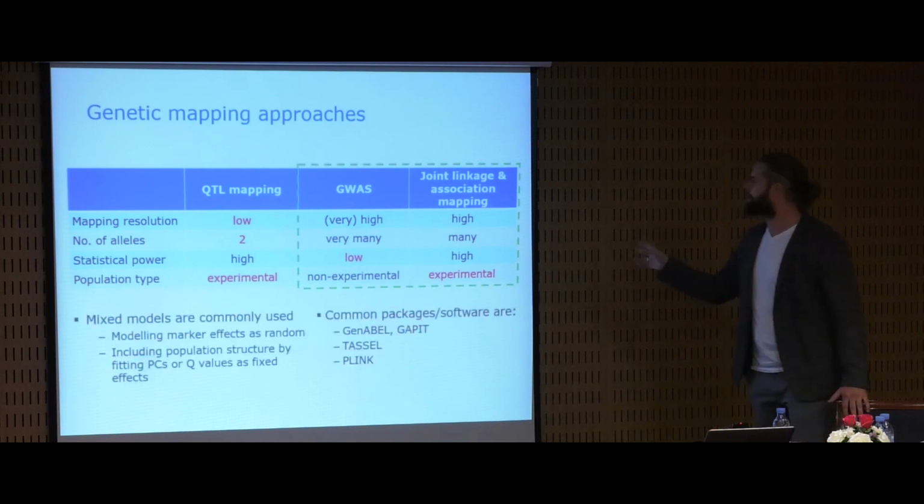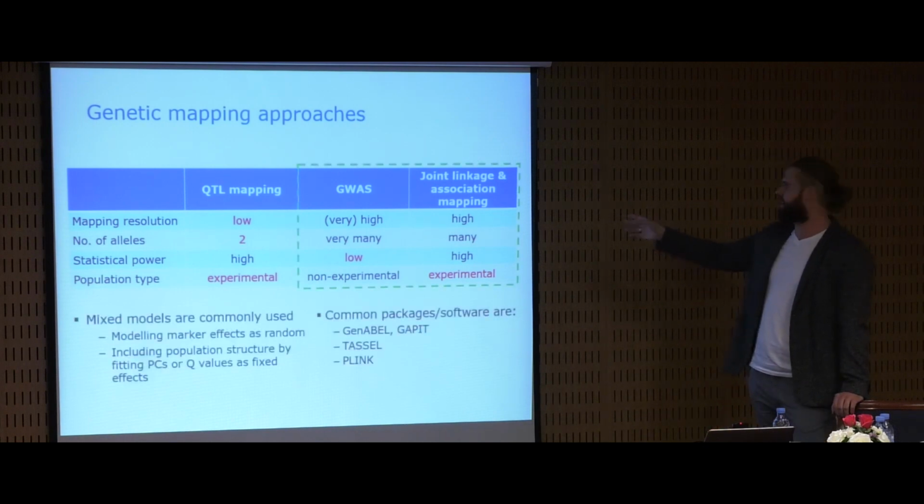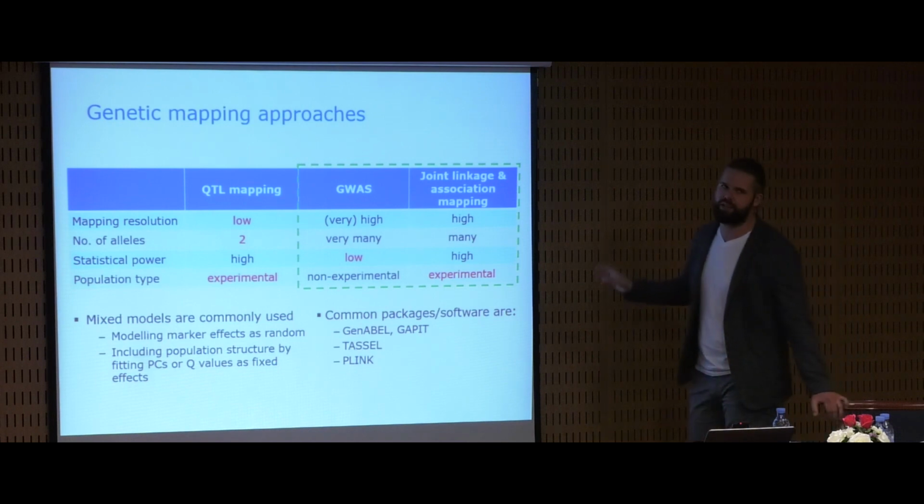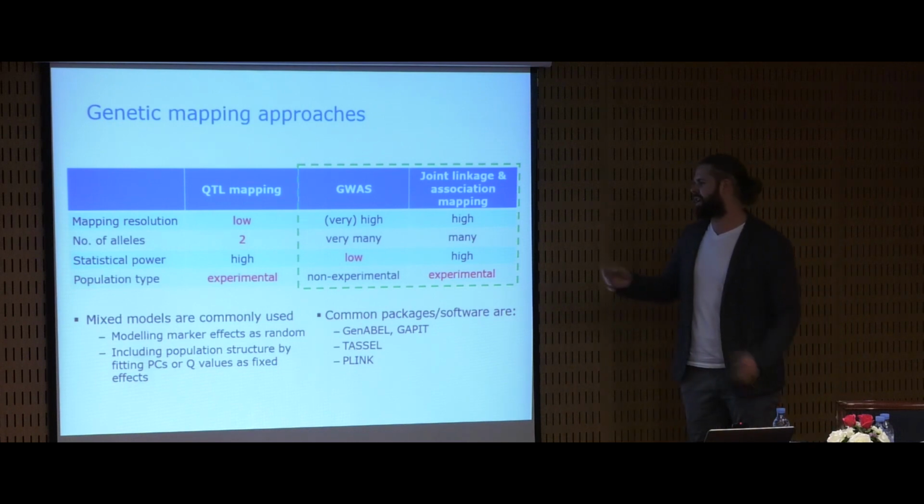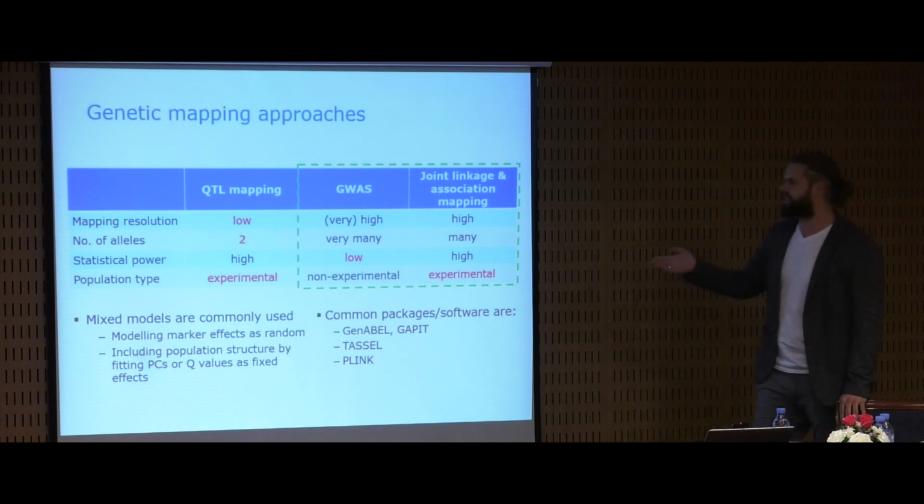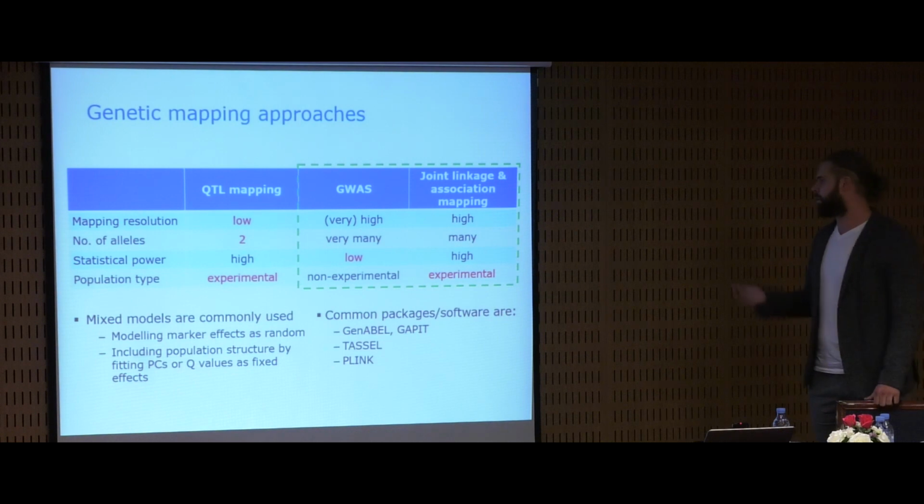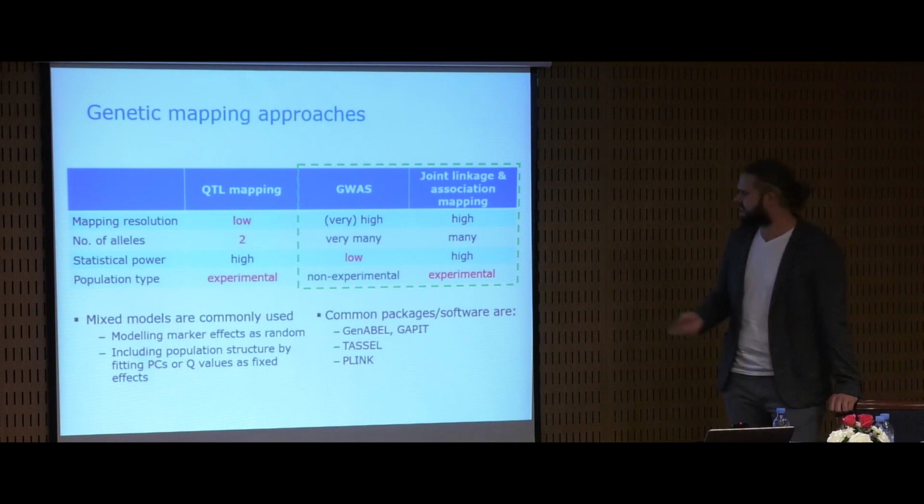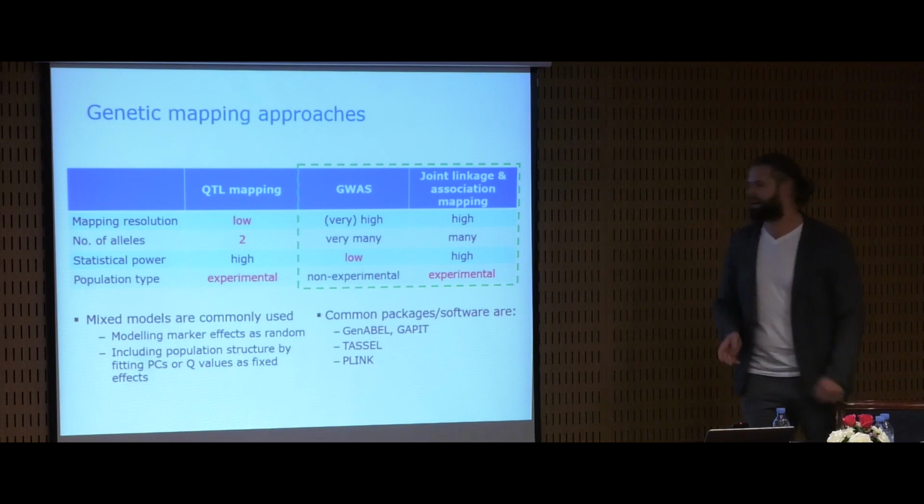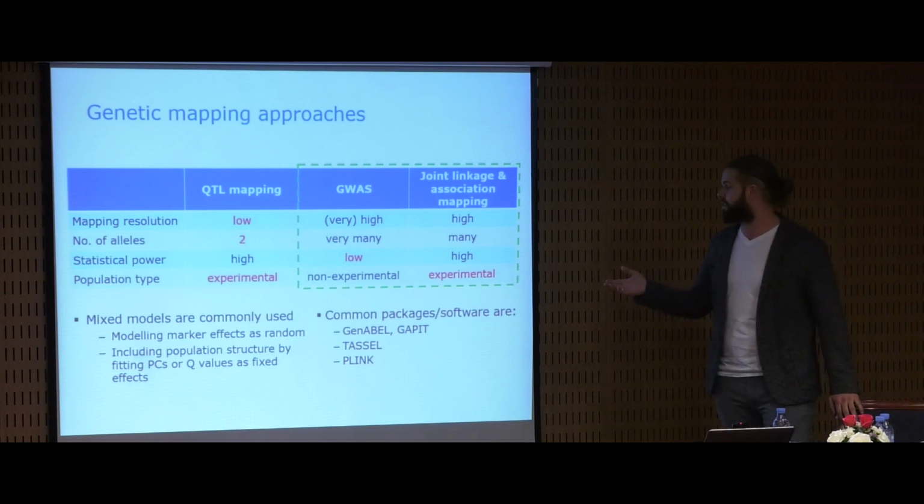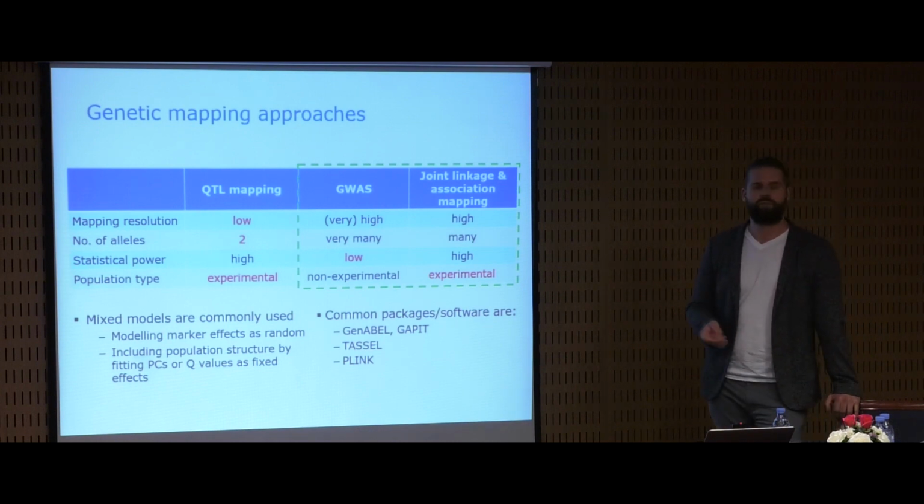So yeah, the most popular approaches probably are GWAS and joint linkage and association mapping approaches, and I don't want to go into detail, but from my experience, I feel like mixed models are most commonly used when it comes to mapping genetic signals, in which marker effects are modeled as random, just like Ben was introducing this morning. Typically, these mixed linear models include population structure, by fitting principal components or Q values as a fixed effect in a model. This is something that is really commonly done, and there's a whole bunch of software or R packages that you can actually use.